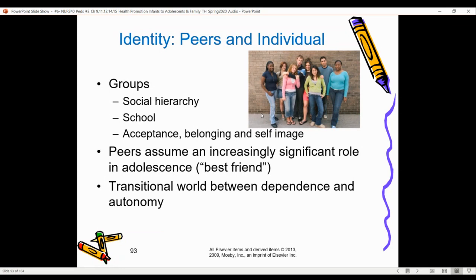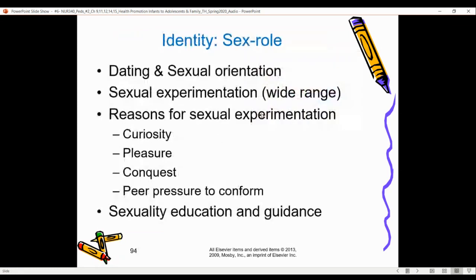And I've just got here, this is the transitional world between dependence on the parents and the autonomy and being an individual person. Their sex roles, again, identify at this point. Their sexual orientation identifies at this point. They experiment with sexual experimentation just like they do with their self-identity, those kinds of things.